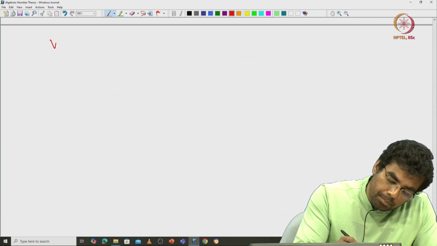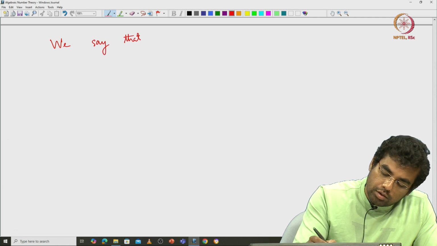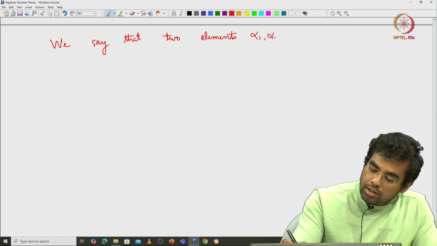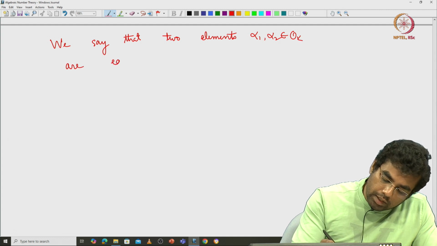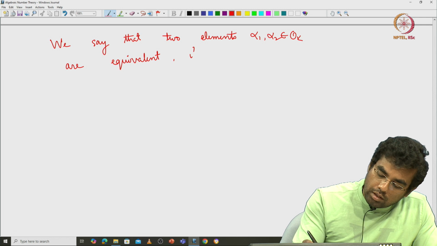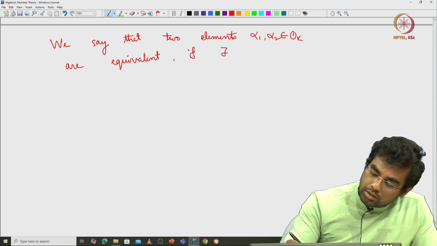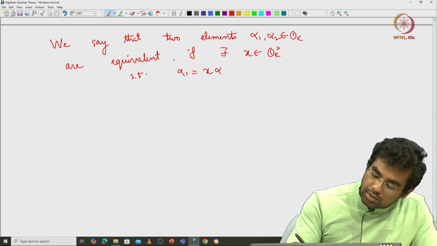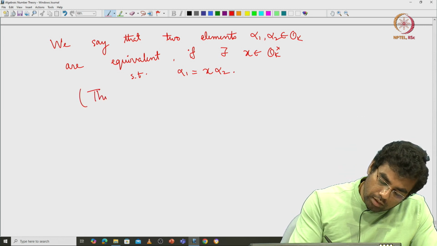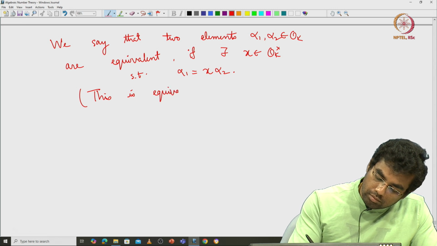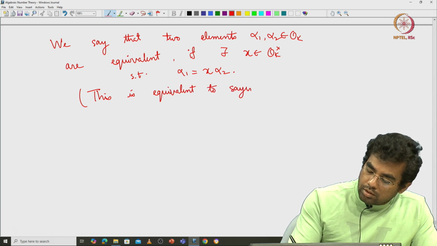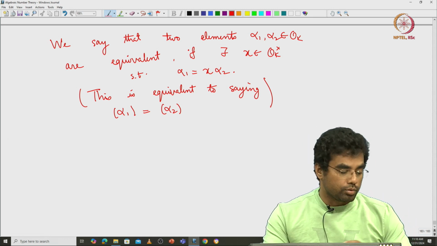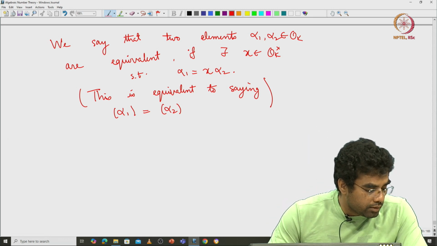Okay. So, we say that two elements alpha 1 and alpha 2 in O_K are equivalent if there exists a unit x such that alpha 1 is equal to x times alpha 2. Okay. So, this is equivalent to saying that the two ideals are equal: the ideal generated by alpha 1 is the same as the ideal generated by alpha 2. Okay. If that happens, then they will differ by a unit.